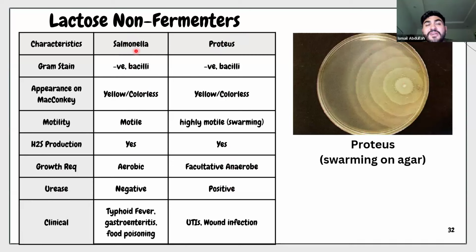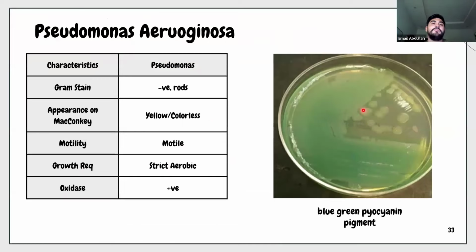Salmonella usually accompanies questions on food poisoning, gastroenteritis, typhoid fever, mainly food poisoning. Proteus, very rare that they will give you a clinical question on it, but it's usually associated with wound infections and UTIs. But Proteus, swarming effect. Sometimes they're not going to give you the Gram stain, they're just going to tell you swarming. Swarming, Proteus. Okay, moving on to Pseudomonas aeruginosa.